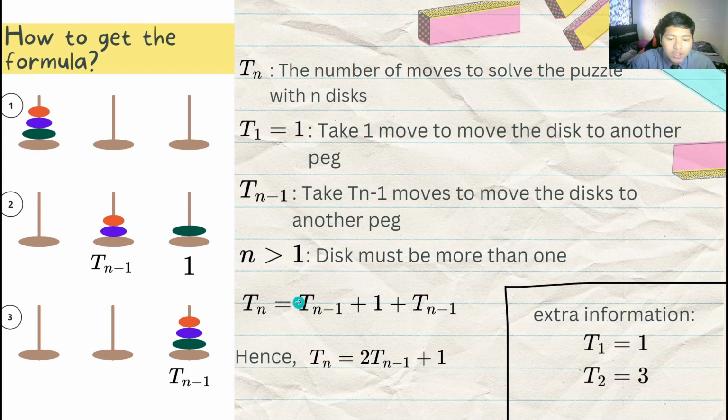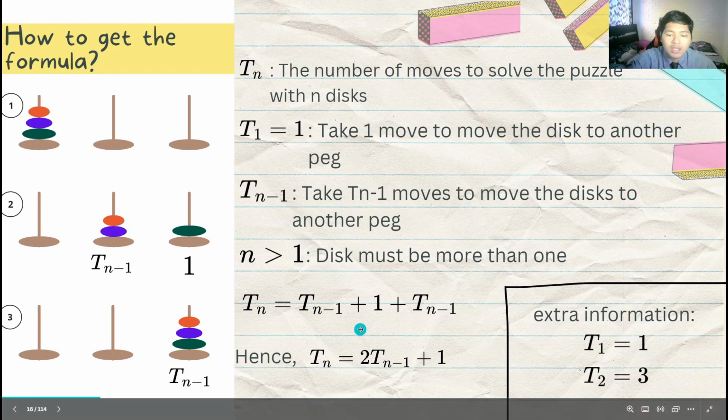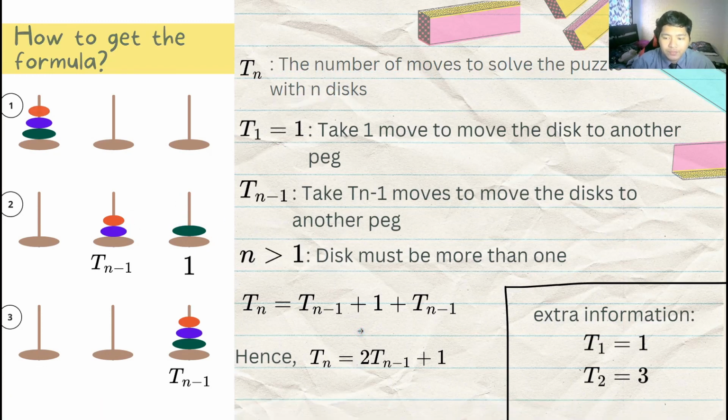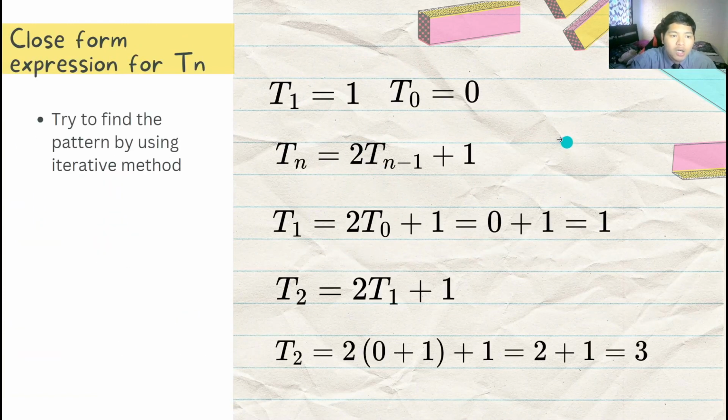Look at this: Tn-1 for the purple and orange disks to move from the first peg to the middle peg, which is the second peg. Then plus 1 for the green disk, which only needs 1 move to go from the first peg to the third peg. Plus Tn-1 again for the purple and orange disks to move from the middle peg to the last peg, which is the third peg. So we get Tn equals 2Tn-1 plus 1. This is how you find the pattern by using the iterative method.